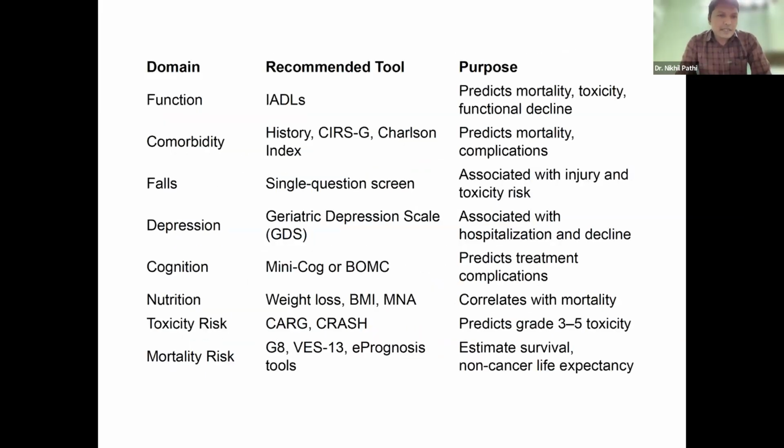These are some of the domains usually looked at. For function, IADL; for comorbidity, Charlson's or CIRS-G. Falls, a simple single questionnaire. For depression, we use the GDS short form. For cognition, the simpler one is the Mini-Cog, or you can do the MMSE. Then some nutritional assessment and toxicity assessment. For solid tumors we use CARG, and for hematological malignancies, CRASH. So these are some of the things we can do.